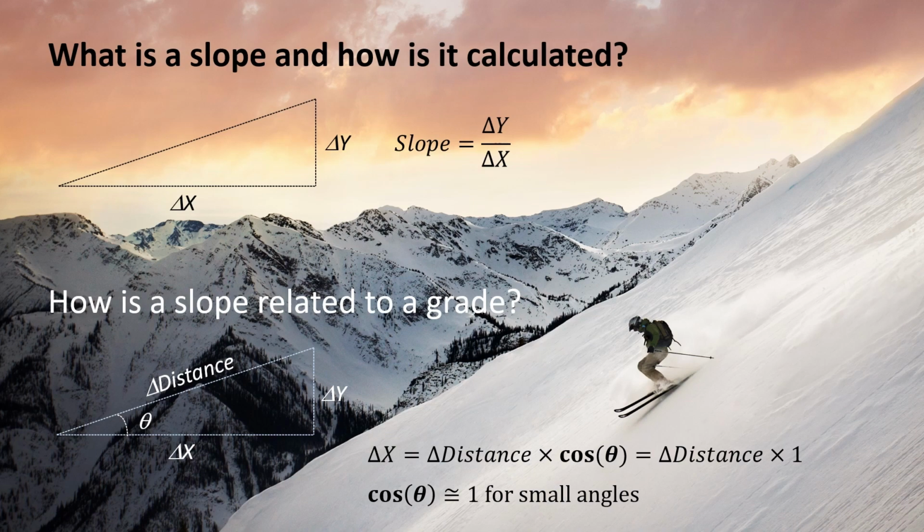If we generalize this, a slope is simply the change in y, like elevation, divided by the change in x, like distance. However, technically, the change in x is only approximated by the difference in distance because of a simple geometric property. The cosine of a small angle is approximately 1, but that's for another, more advanced lesson.